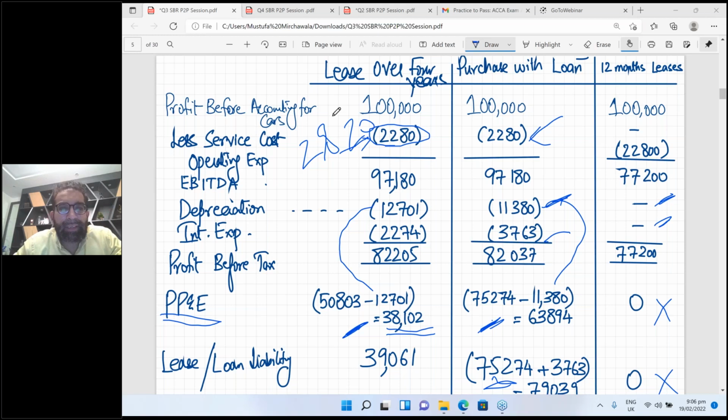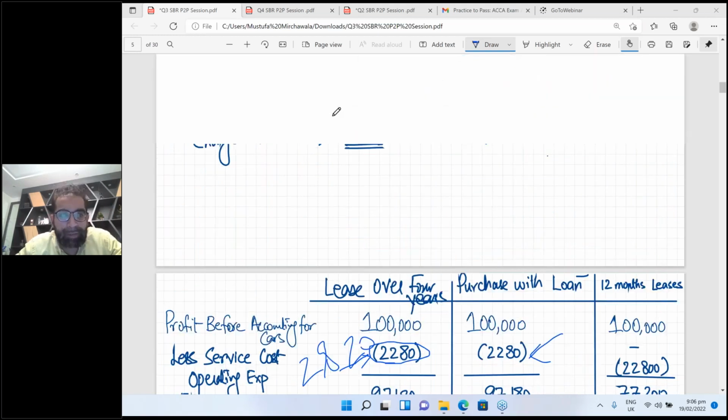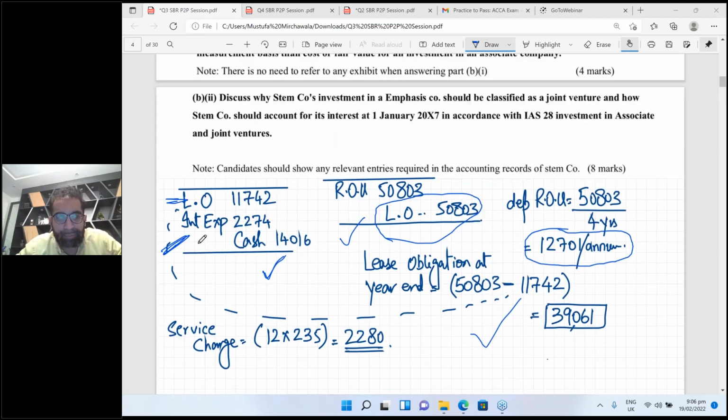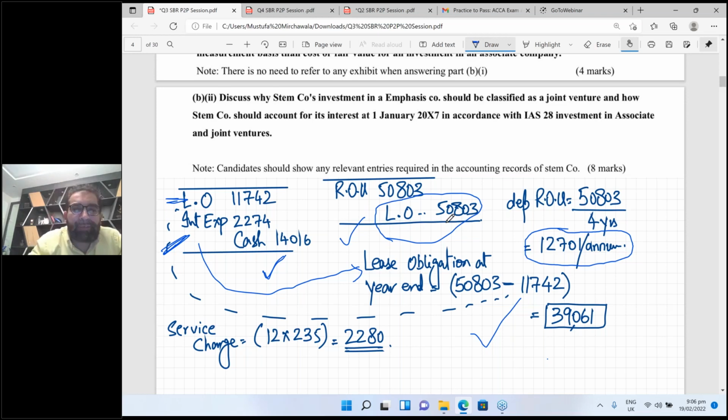I just want to show you one thing last, in the end. Can you see this connection? See the original liability. Take out your calculator. 50803, and I have directly subtracted 11742 from 50803, because I made the entry for you, so that you get this number.